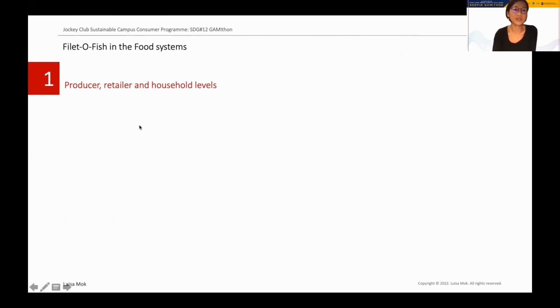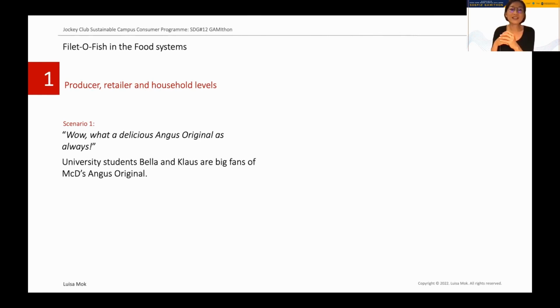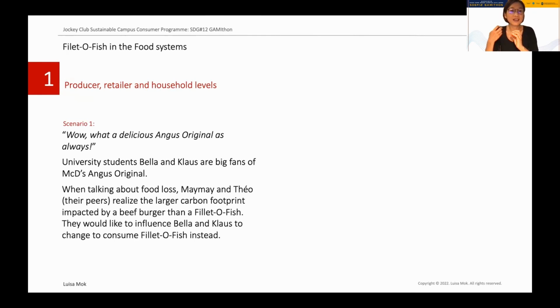Okay, so the scenario is based on, again, the production and consumption systems, the 4 phases. So scenario 1, wow, what a delicious Angus Original as always. So Bella and Klaus are university students, and they are big fans of McDonald's Angus Original. But when talking about food loss, another 2 students, Mei and Theo, realize the larger carbon footprint impacted by a beef burger than a fillet of fish. They would like to influence Bella and Klaus to change to consume more fillet of fish. Okay, so let's see some facts.